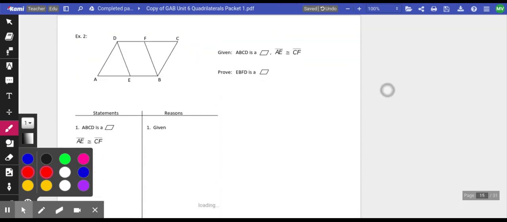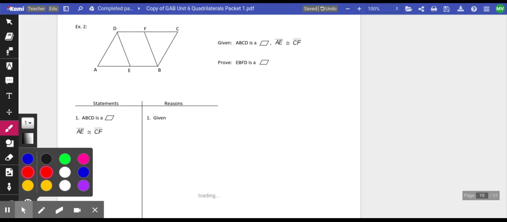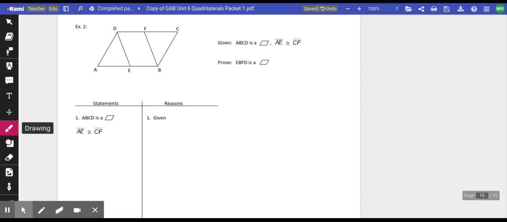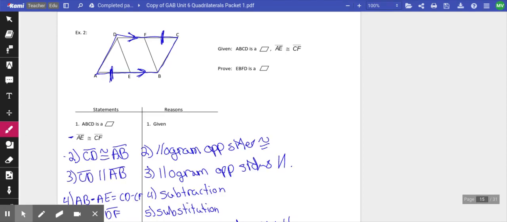So proof number 2. So this time I want you to pause and try to do the proof yourself and then come back. So hopefully you paused and you tried this yourself. Okay, so here's my proof for number 2.